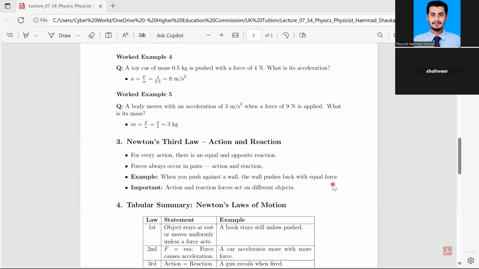Let's suppose you are applying 5 Newton of force to the wall. The wall is also applying a force of 5 newtons to your body. So 5 minus 5 becomes 0. So net force becomes 0. That's why the wall remains at rest. They will not move.